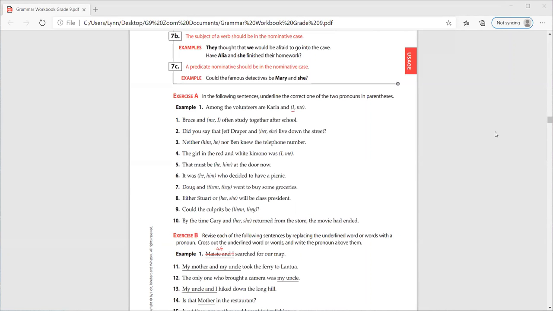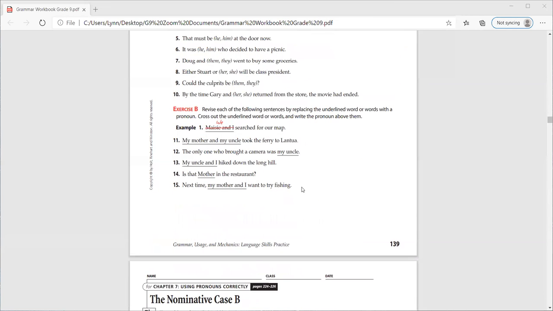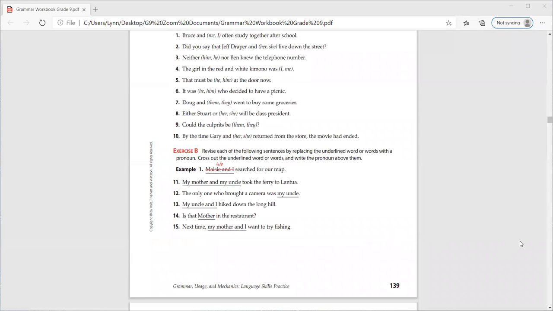Afid, Magdi, can you hear me? Yes, miss. Okay, can you do 11 through 15, please? Miss Kate, what is the page number? Page 139. Exercise B.